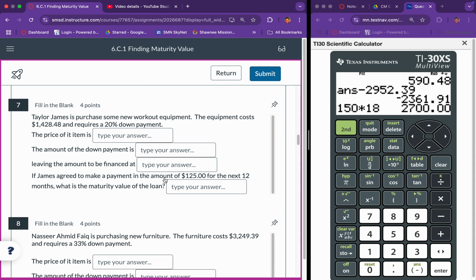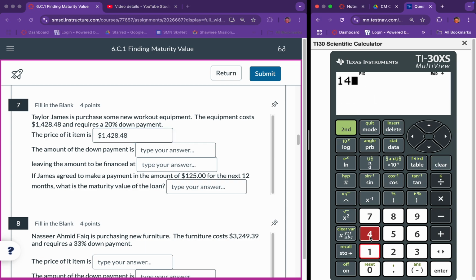One more. Taylor James is purchasing new workout equipment. The workout equipment costs $1,428.48 and requires a 20% down payment. The price of the item. Okay, so here's your free point. This gets you one free point. Put that in there. Now, take that price of the item, which is $1,428.48, and multiply it by the percent.